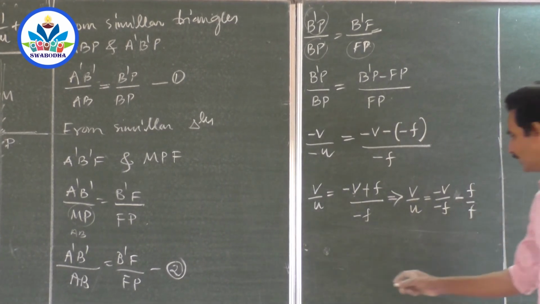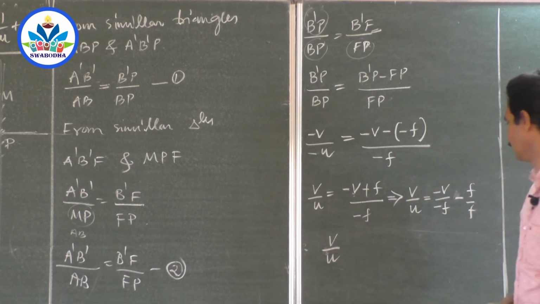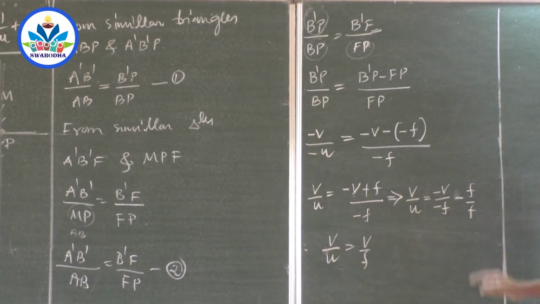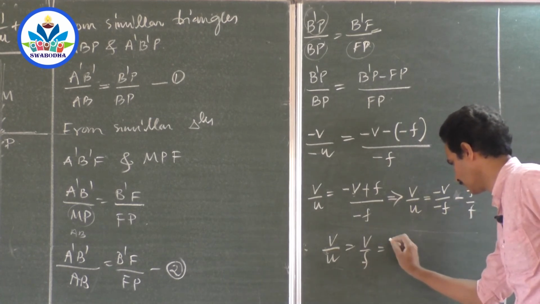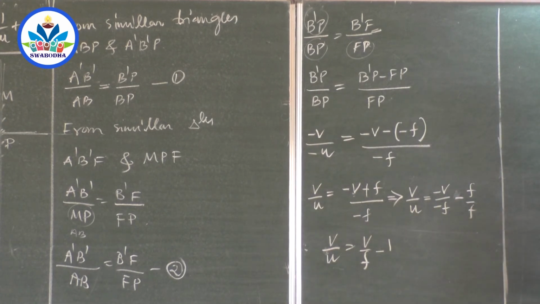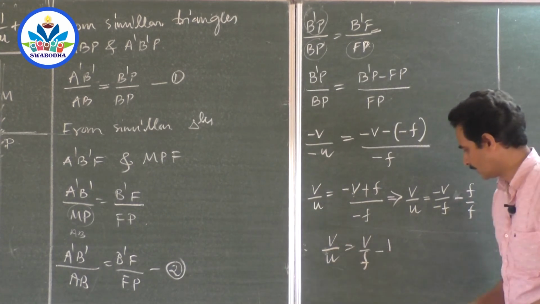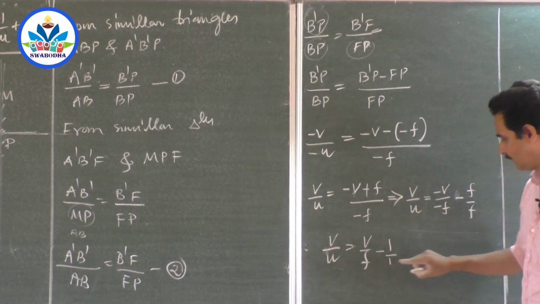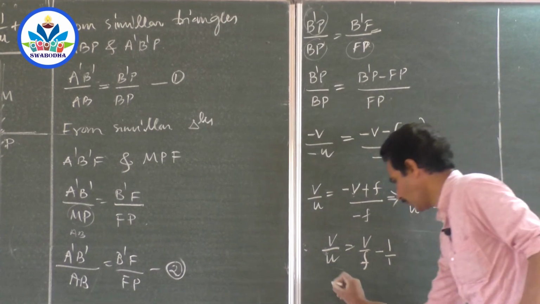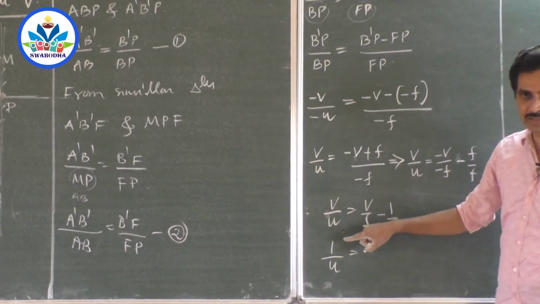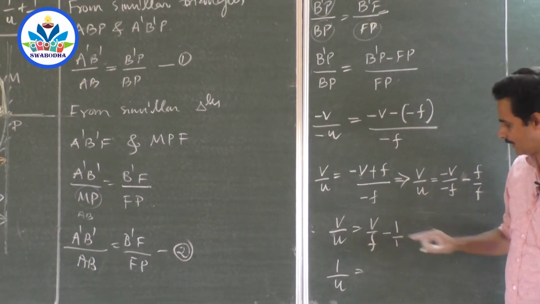So finally, what does it mean now? V by U is equal to V by F, because minus V by minus F, and minus F by F, that is equal to minus 1. This is minus 1, right? Now divide throughout by V. If I divide throughout by V on both the sides, what will you get? On the left hand side, once you divide it by V, you have to divide it by V on the right hand side also.